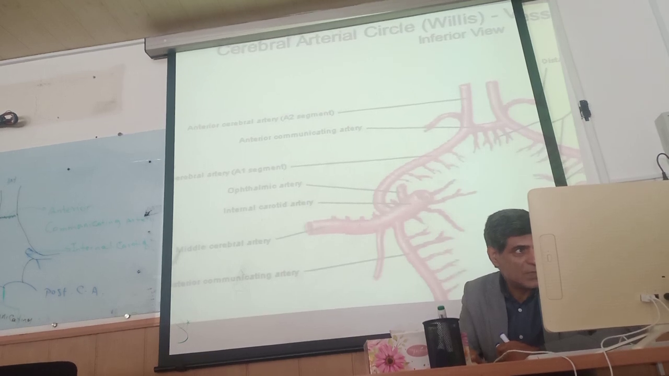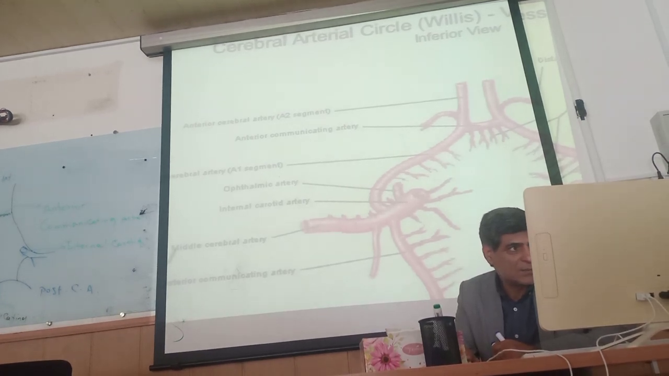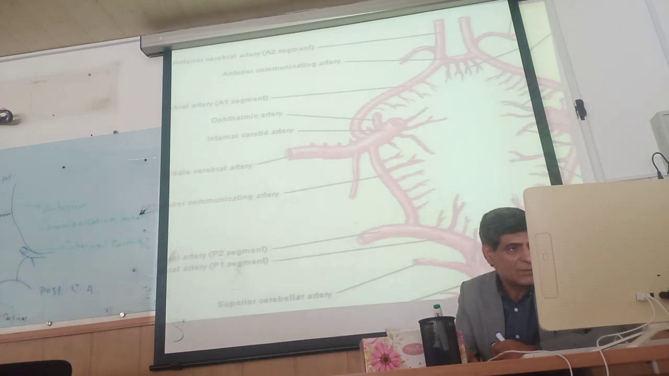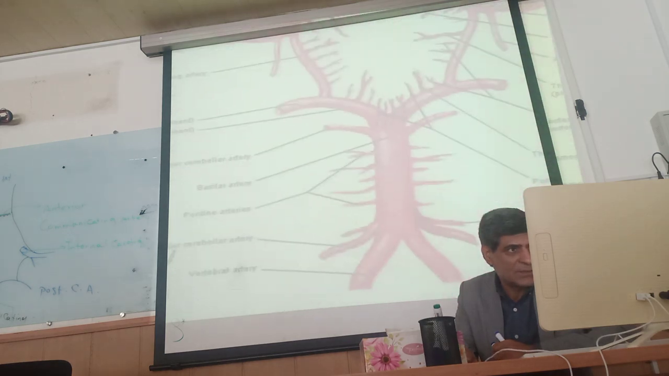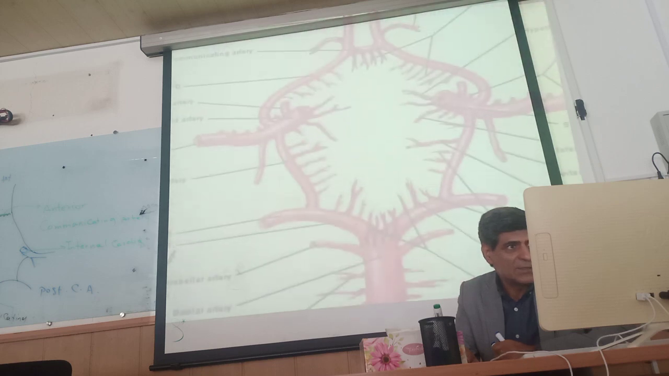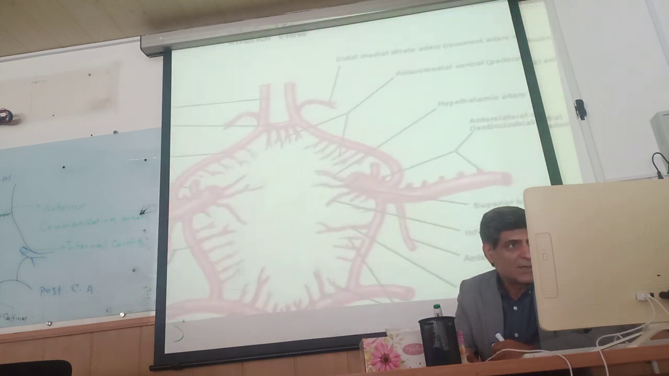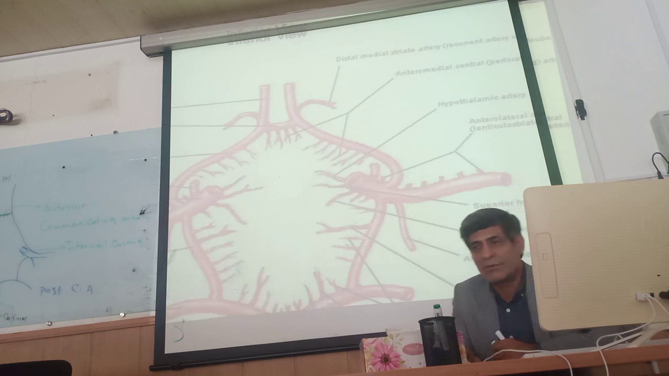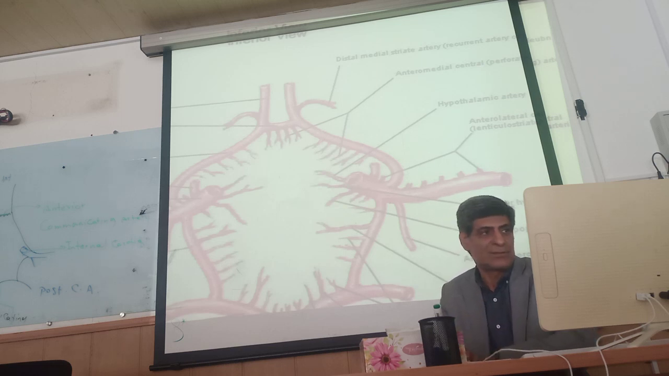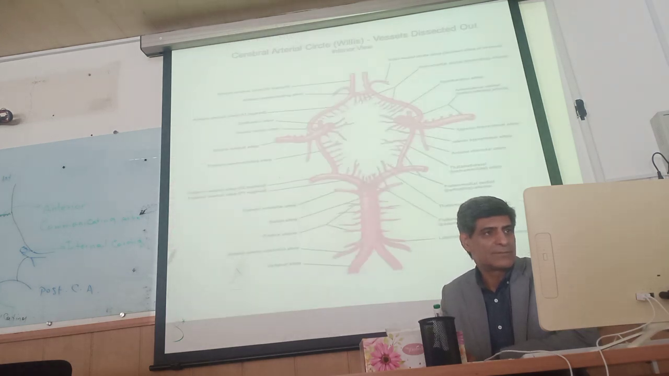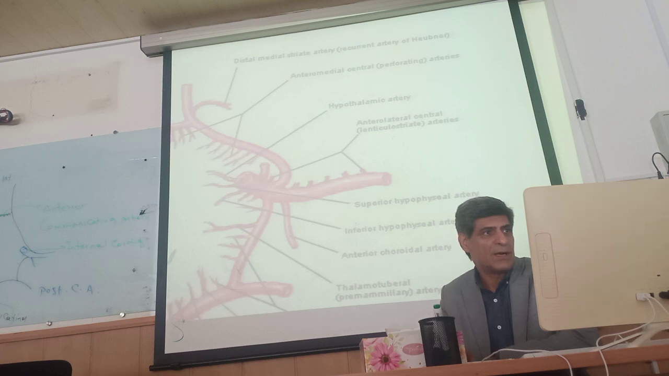Formation from the anterior cerebral artery, anterior communicating artery, internal carotid artery, posterior communicating artery, posterior cerebral artery, and basilar artery. All of the branches: distal, medial, or the recurrent artery of Heubner. Which artery does the recurrent artery of Heubner branch from? The anterior cerebral artery.